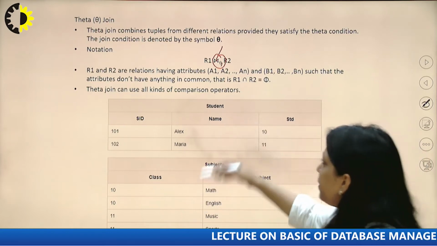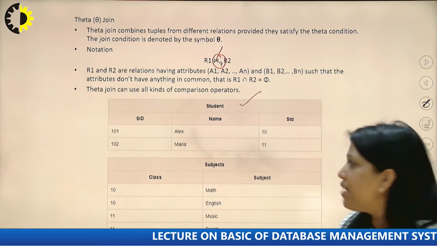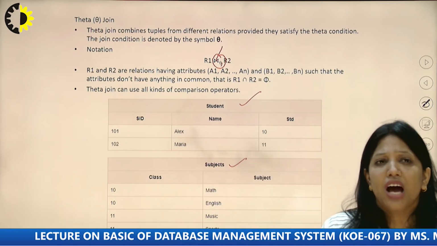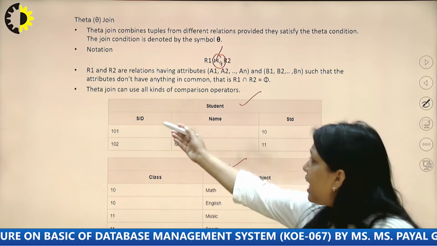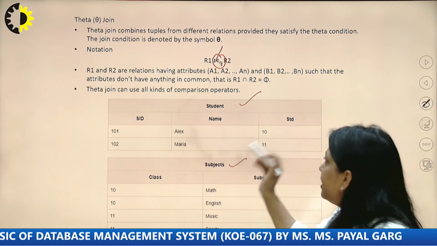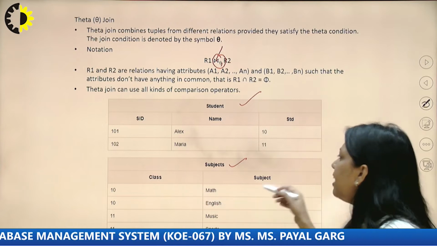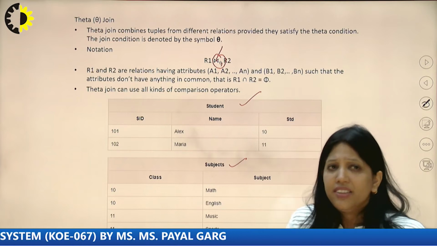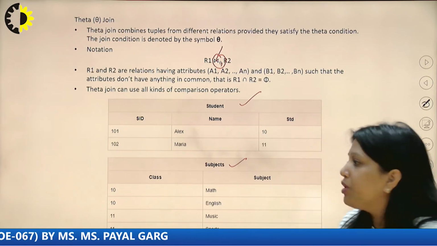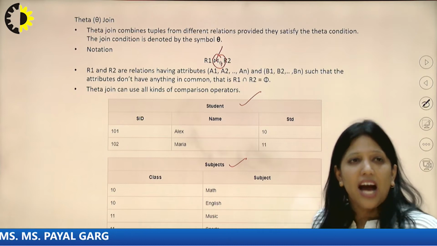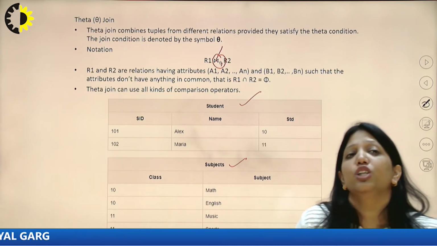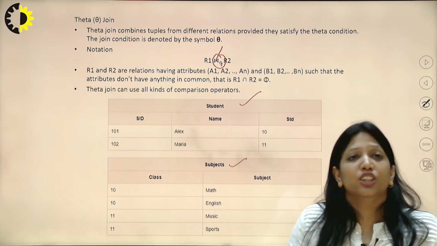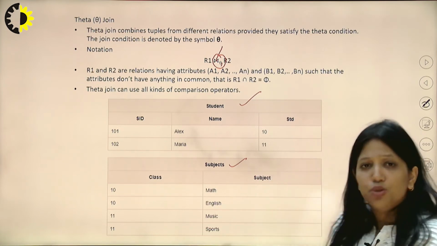The example is that we have a table, student, and another table, subject. We see that the student relation and the subject relation have no attribute in common. In the first we have SID, name and student, and in the second table we have the class and subject. No attribute in common, but we have to find the relation between these two tables. In that case, we are not able to apply the Cartesian product because there is no attribute in common. So we apply the theta join, because the theta join makes it possible to combine those tables that have no attribute in common, with the use of comparison operators. So we will combine these two tables.